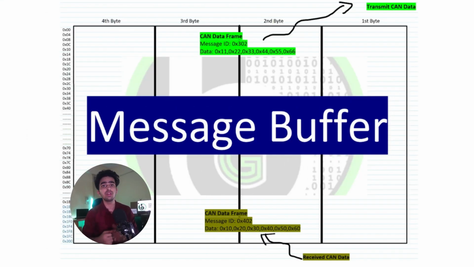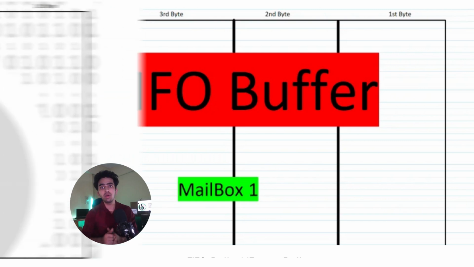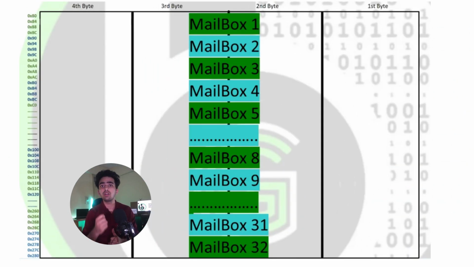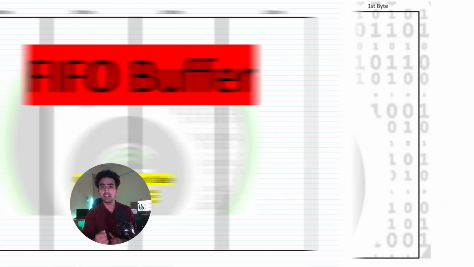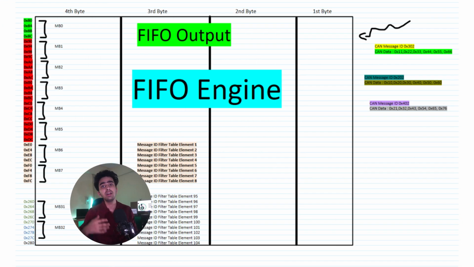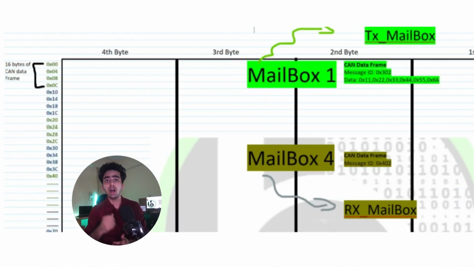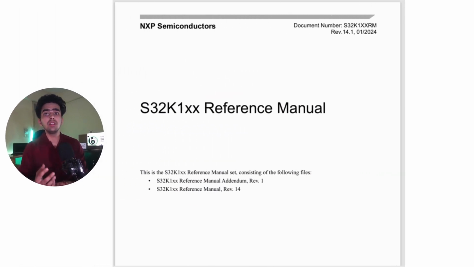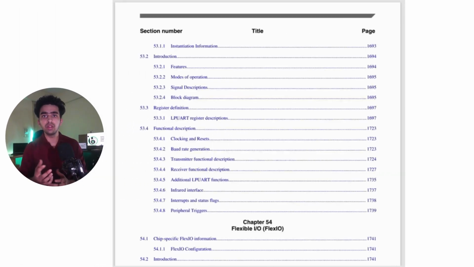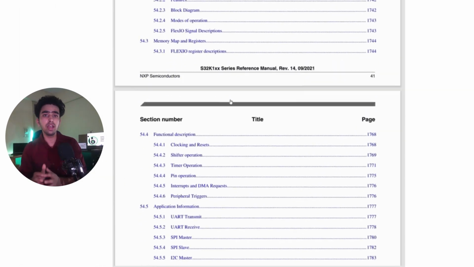We will dwell into CAN controller operations and understand concepts like message buffer, FIFO mechanism, mailbox mechanism, along with concepts like message ID filter table, acceptance criteria, and Rx/Tx mailbox. Our focus will be on the detailed working of CAN controllers for transmission and reception at the bit level of a microcontroller's memory.